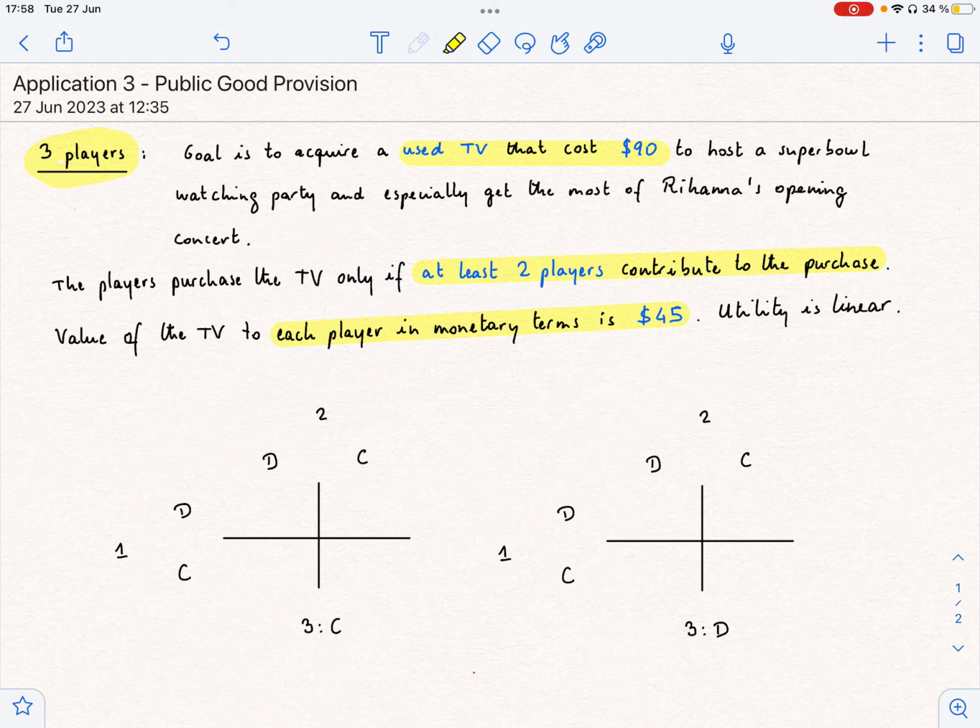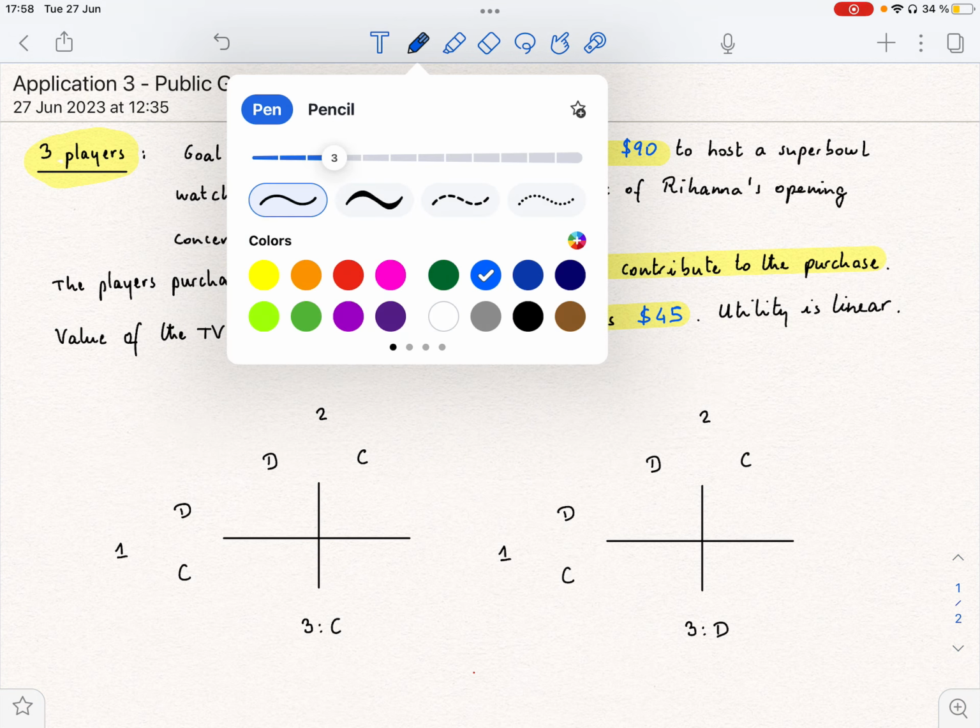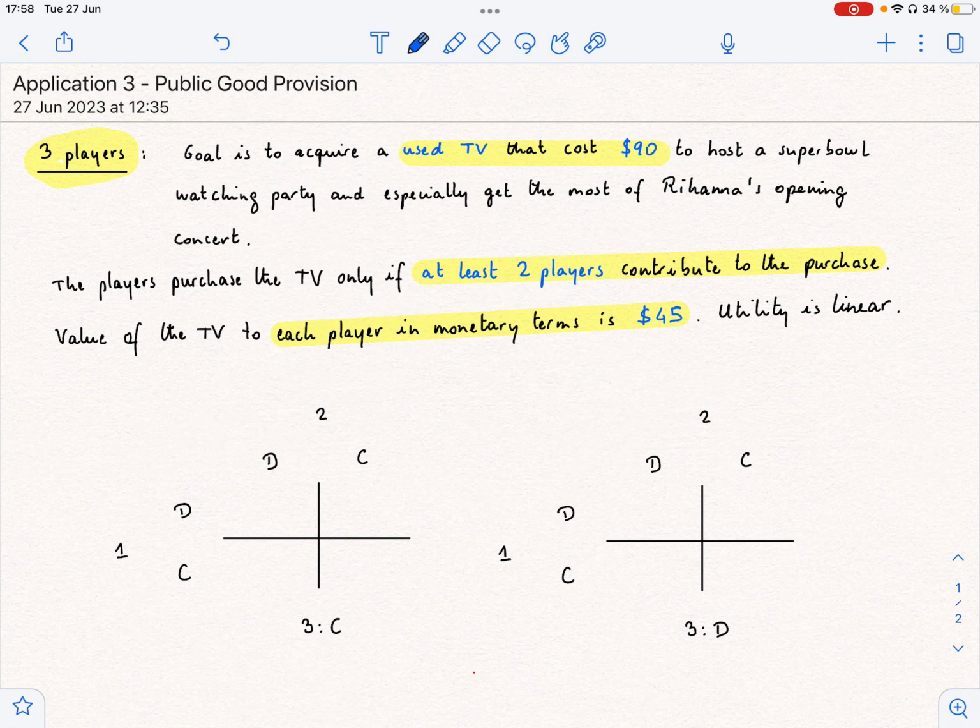So let's think about the payoff structure of this game. So first, notice that we're going to use a normal form representation. So here, because we have 3 players, it's not going to be a 2x2 matrix, but it's going to be 2 2x2 matrices, because each player is going to have 2 actions. They can either contribute, denoted by C, or choose not to contribute, denoted by D. You can think of D as defect.